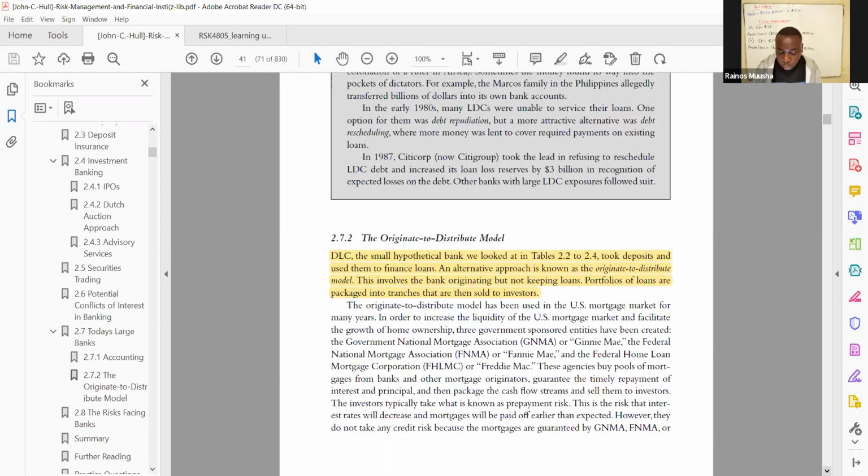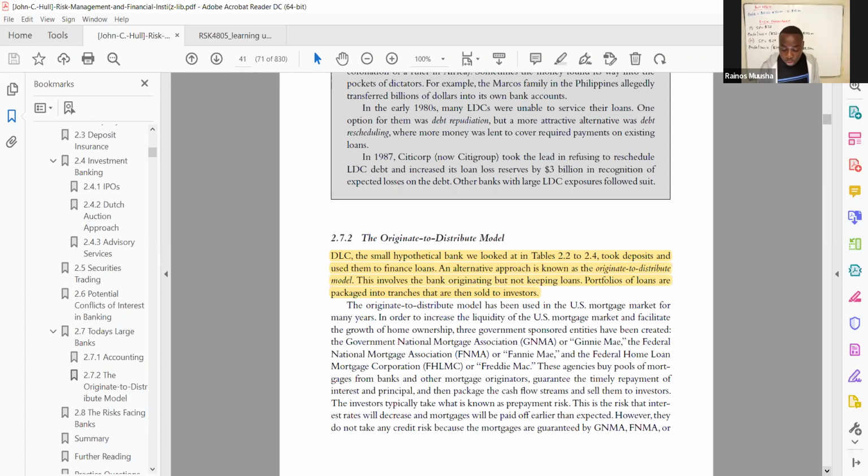In section 2.7.2, they look at the originate to distribute model. They say DLC, the small hypothetical bank we looked at in tables 2.2 to 2.4, took deposits and used them to finance loans. An alternative approach is known as the originate to distribute model. This involves the bank originating but not keeping the loans. Portfolios of loans are packaged into tranches that are then sold to investors.